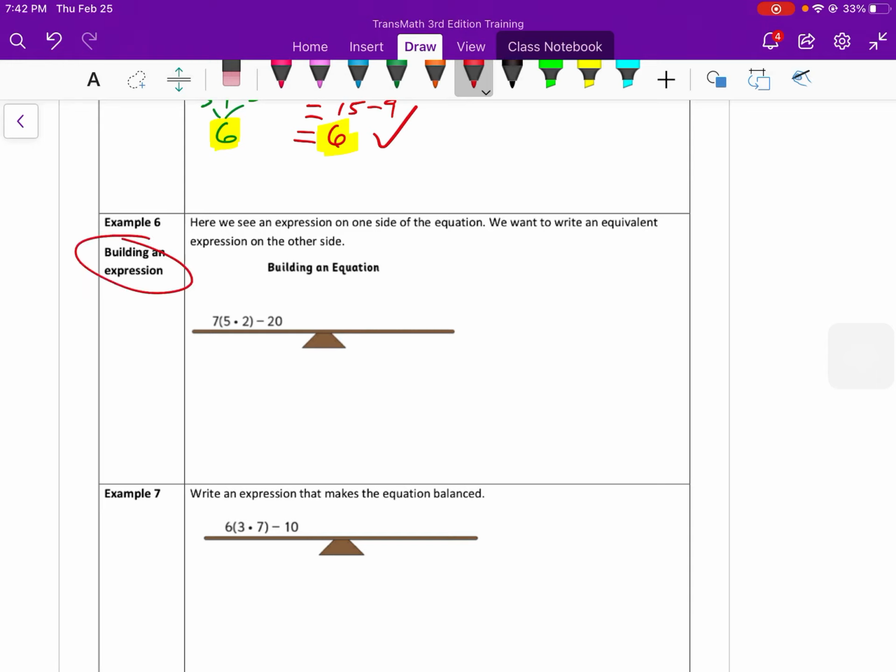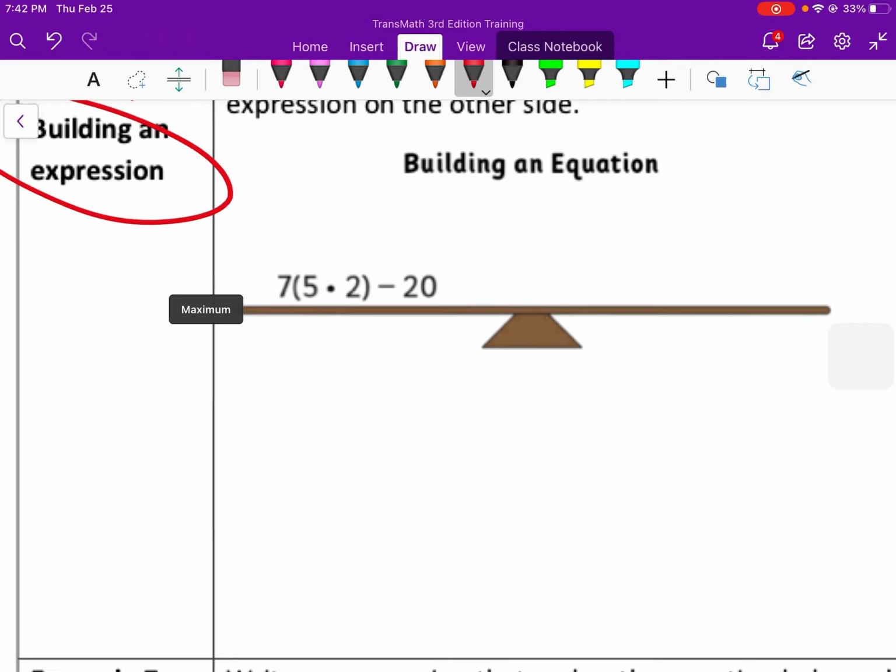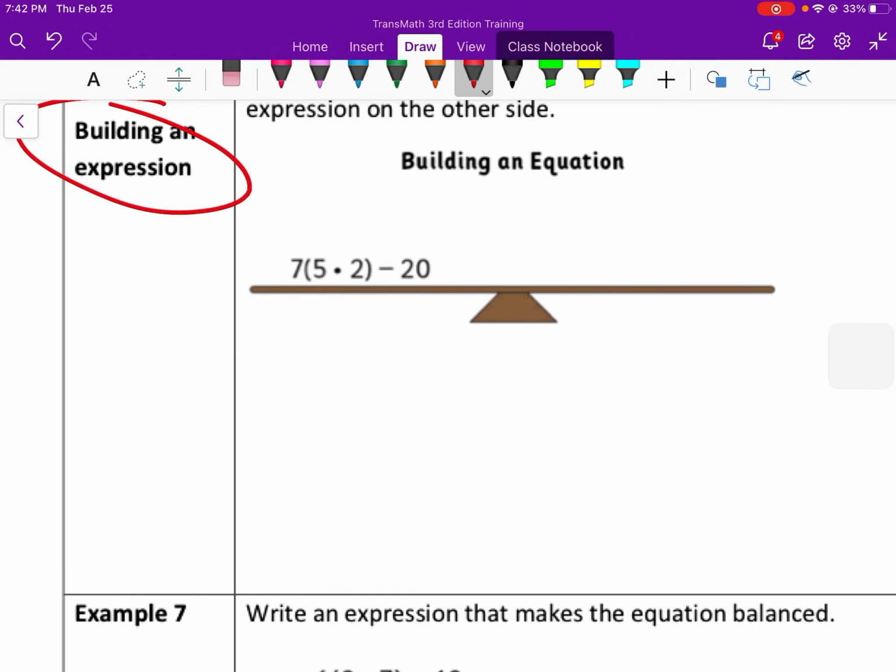In example 6, building an expression. Here we see an expression on one side of the equation. We want to write an equivalent expression on the other side. So first we need to simplify the left side. Again, we must do parentheses first. So 5 times 2 is 10 minus 20. Now we multiply. 7 times 10 is 70 minus 2. And that simplifies to 68.